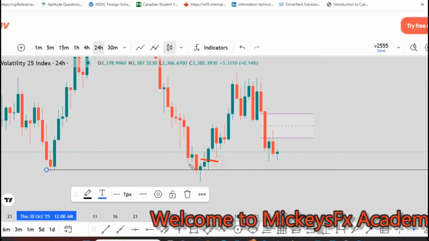This is a support zone where we see the market traded down into it and pulled back. The market came from this support, went all the way, returned back to the support, and we had its rejection. Now the market is looking for another area where it can do a pullback into the trend.